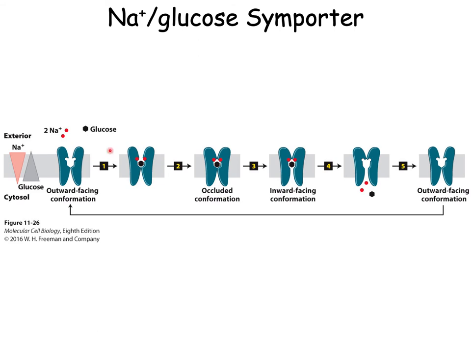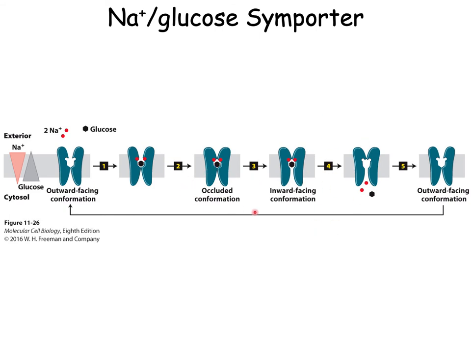Like the GLUT1 transporter, this transporter can also take on two conformations where the binding sites are either on the outside of the cell or on the inside of the cell. In this first conformation, the binding sites are on the outside of the cell, and the transporter can bind two sodium ions and one glucose molecule, which is shown here. When this occurs, there is a conformational change of the transporter, such that the binding sites are facing inward and both sodium and glucose can diffuse into the cytosol. So the sodium moved down the concentration gradient and glucose moved against the concentration gradient.